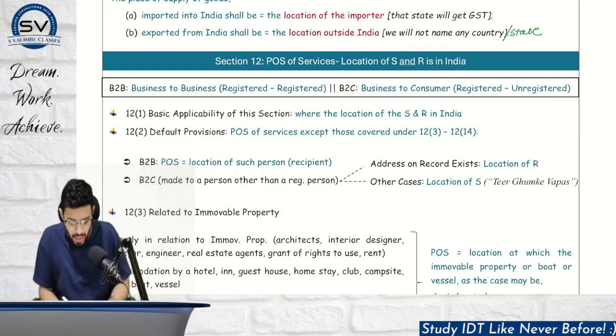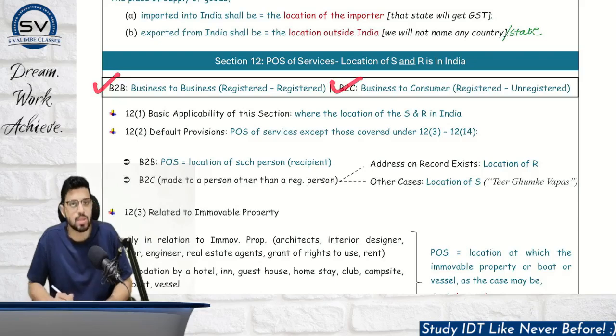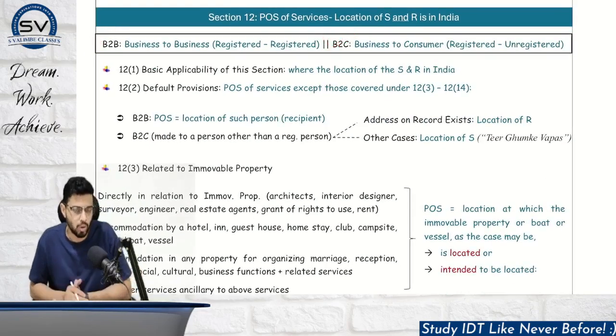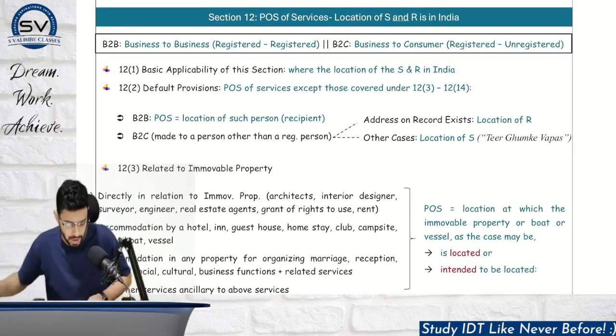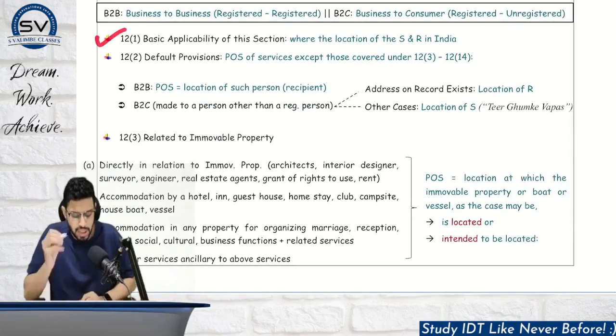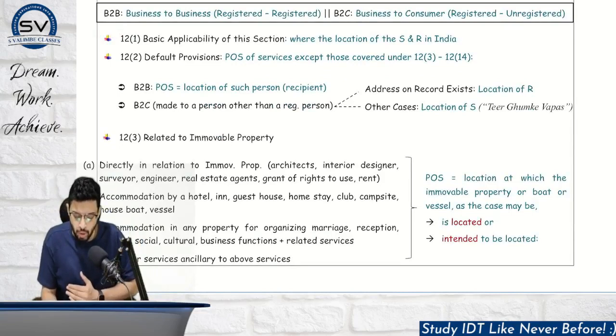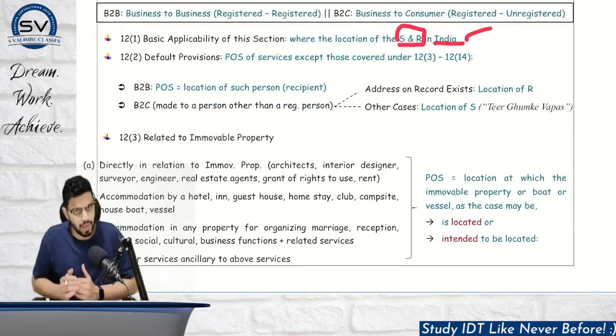Okay, let's start. I am going to be using these 2 terms, B2B and B2C, that I hope you already know. B2B means business to business, so a registered to registered transaction. B2C means a registered to unregistered transaction. Okay, let's start. Section number 12, subsection 1. Basic applicability of this section is when the location of supplier and recipient are in India.